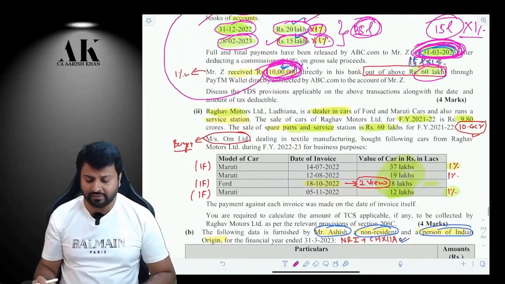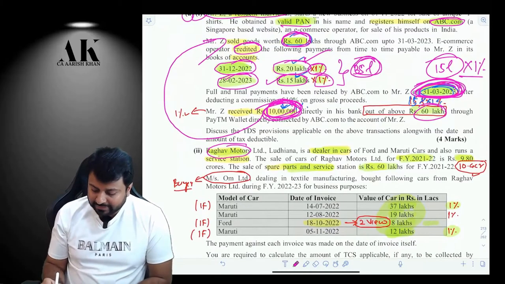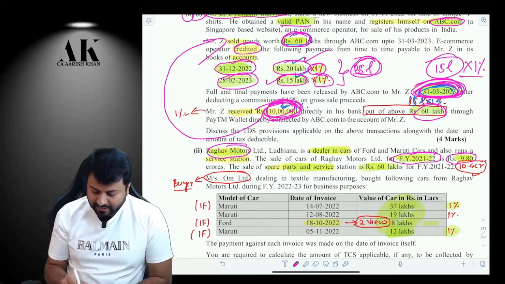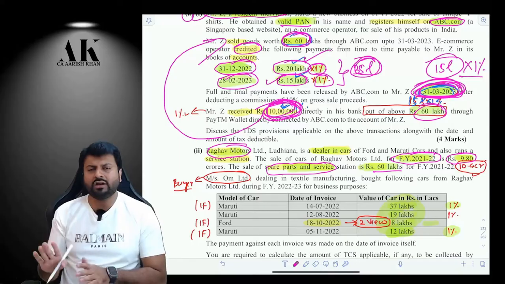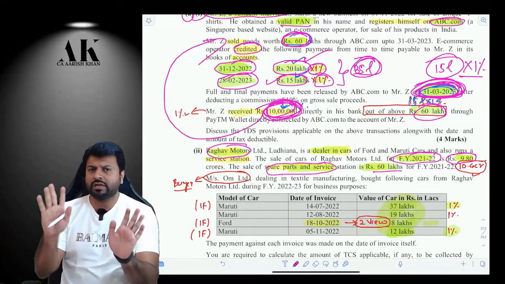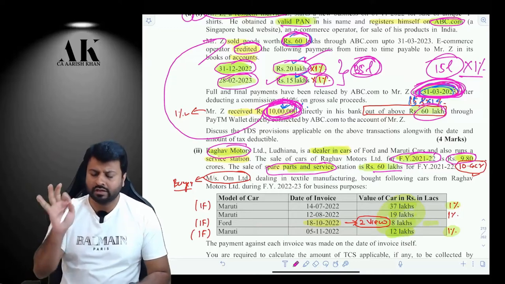Next one is a very good question over here. Mr. Raghav is a dealer in cars. Okay, and Mr. Raghav's last year's turnover is 9.8 crore from sale of cars, and from sale of spare parts and service station it is 60 lakhs. In short, Mr. Raghav's last year turnover is more than 10 crore rupees. That is sufficient for us to understand that there are some implications of certain important provisions over here.